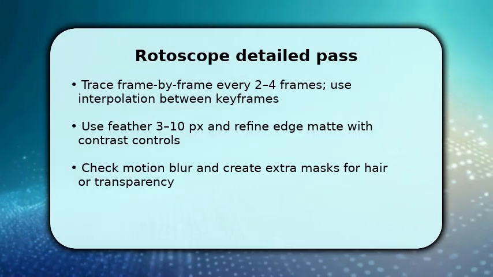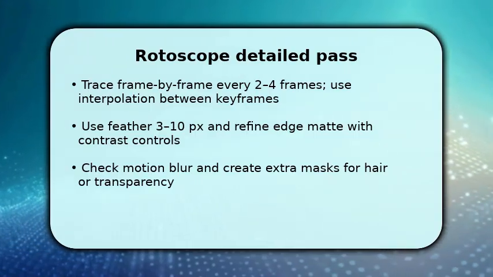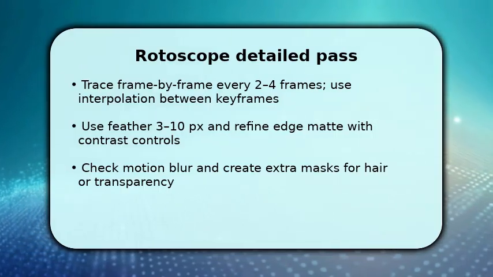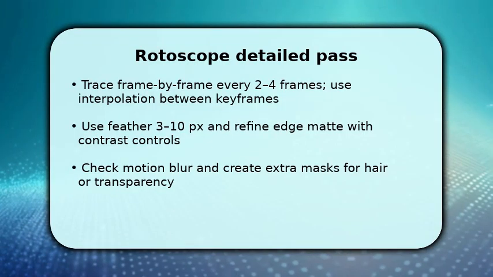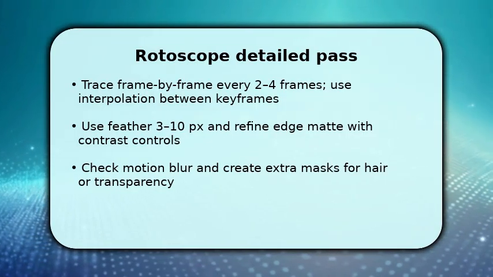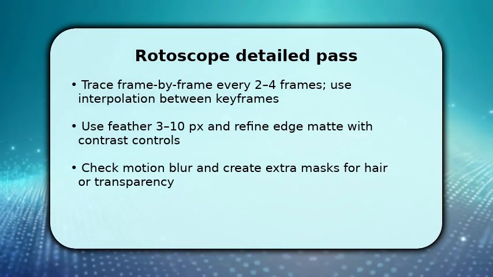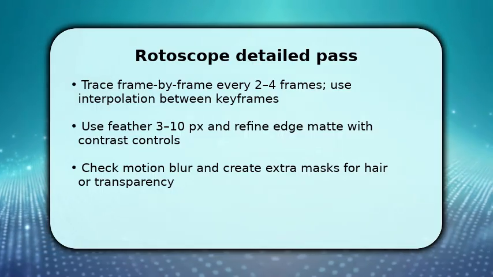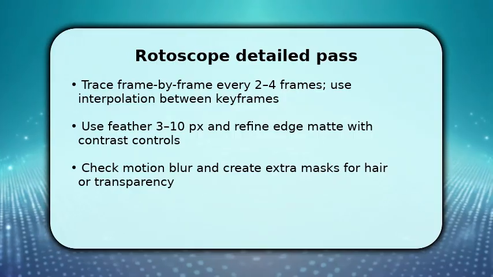Once traces exist, refine the edge with a small feather, 3 to 10 pixels depending on resolution, and adjust the matte contrast to tighten edges. If hair or translucent clothing shows artifacts, add secondary masks and animate them separately. Play the clip regularly to catch slipping edges and correct before moving on.